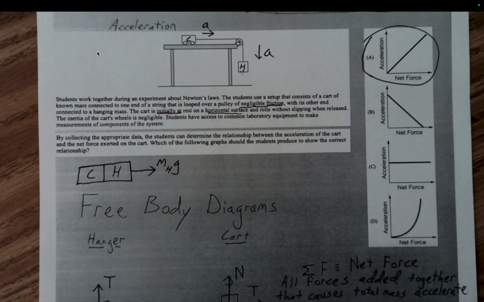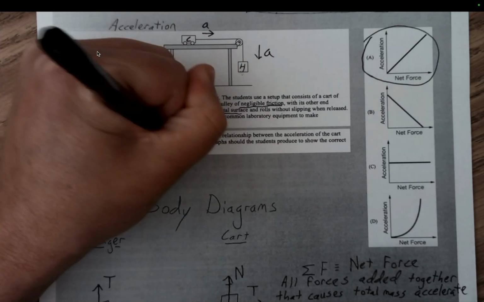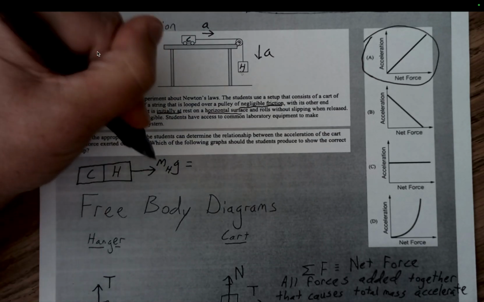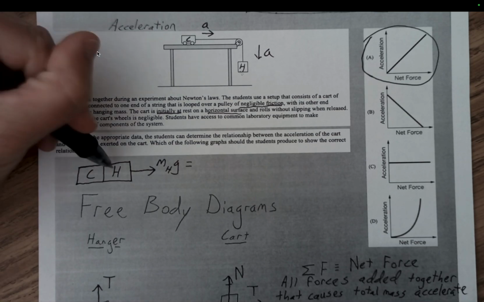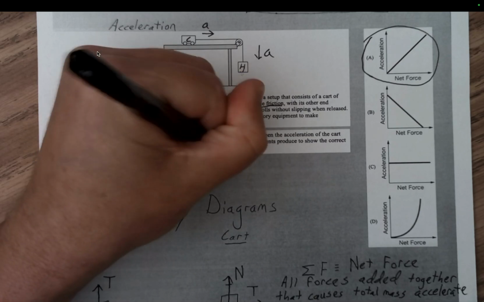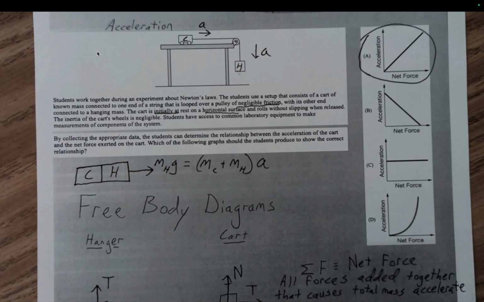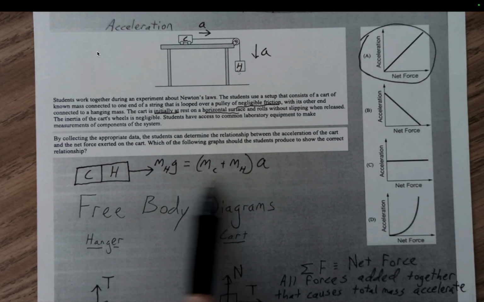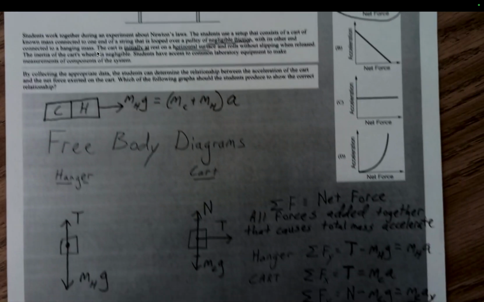So now we can use the net force, which is the mass of the hanger times gravity. That's going to equal the total mass of the system, because we're talking about net force. The mass of the hanger times gravity acts on everything in the system, the cart and the hanger. So it's the total mass, the mass of the cart plus the mass of the hanger, times that acceleration of the system. Now we can divide by the total mass on both sides, and that would get us to the acceleration.